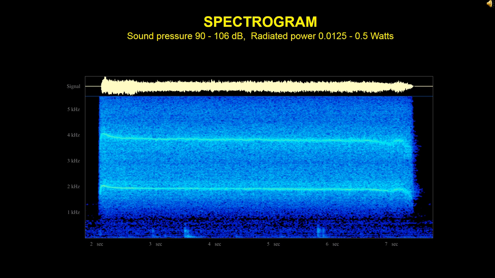The sound pressure was between 90 and 106 decibels and a radiated acoustic power of 0.0125 to 0.5 watts. The generated frequencies are shown in the spectrogram and a short recording of its sounds can be heard. It is the first time I have produced and recorded ancient sounds of this type.